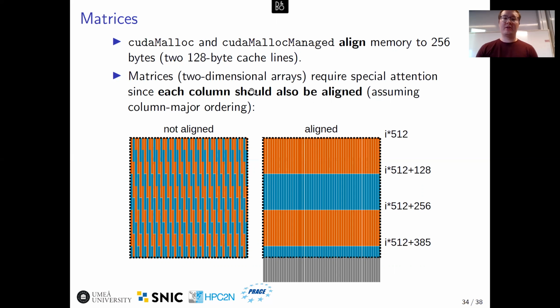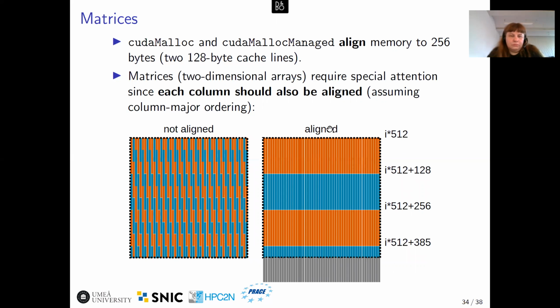But with matrices, which are two-dimensional arrays, we must make sure that each column in the matrix is also aligned. This is assuming that you are storing the matrix in column-major order, meaning that you will start storing the first column like this and then jump to the next column, and so on. If you don't do the alignment and look at how these columns will end up spanning the cache lines, you will note that if you start accessing this column here, the first 16 elements would actually span two cache lines.